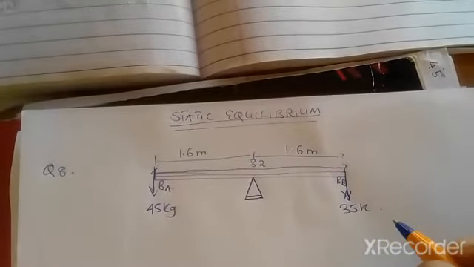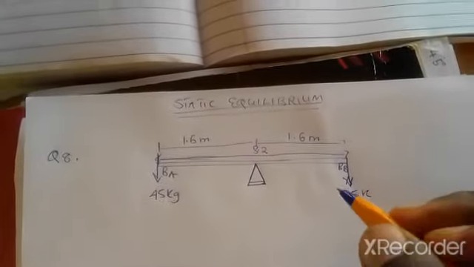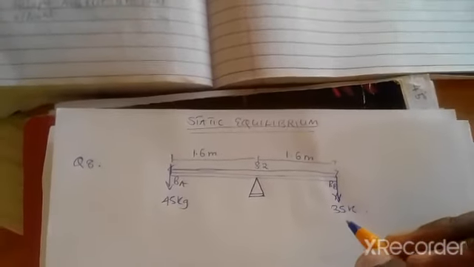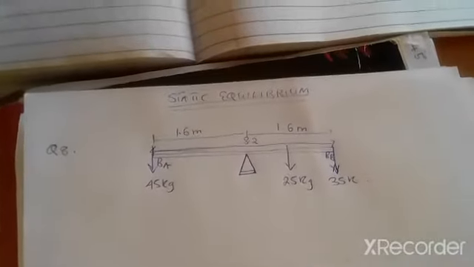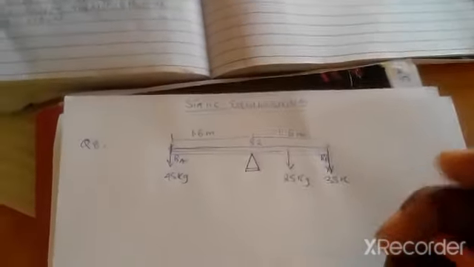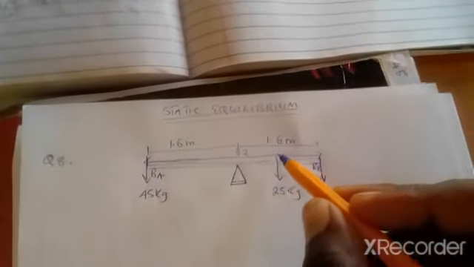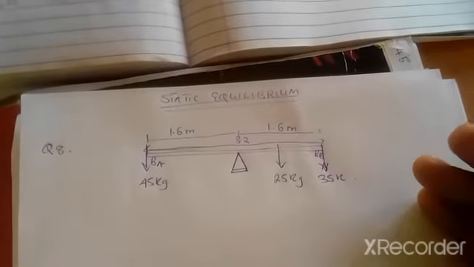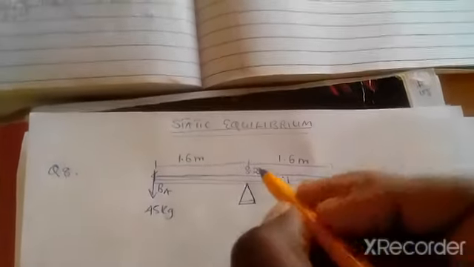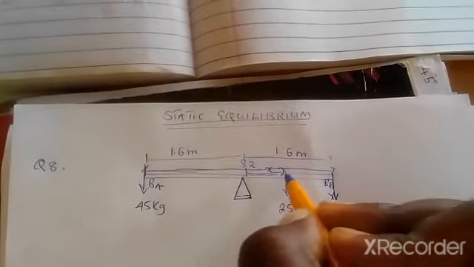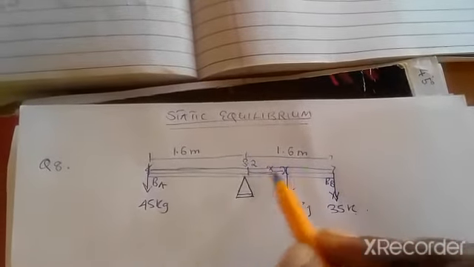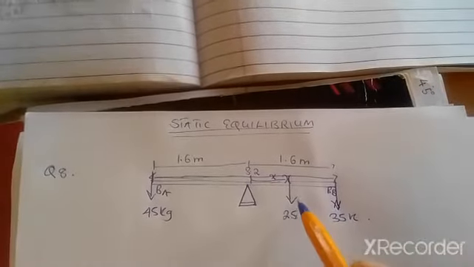Now we've been told that there's a third girl who is supposed to sit on the seesaw as well, and she weighs 25 kg. We've been told to find the distance where this girl is going to sit away from the fulcrum. We've already seen there's X marked on the diagram. This is X. So we are trying to find the perpendicular distance of this girl away from the pivot.